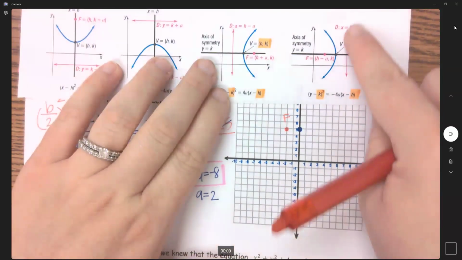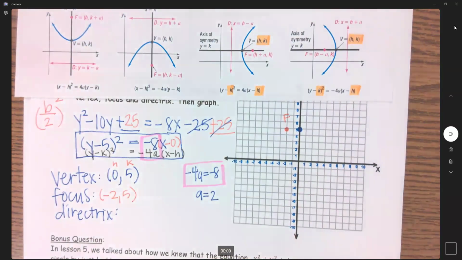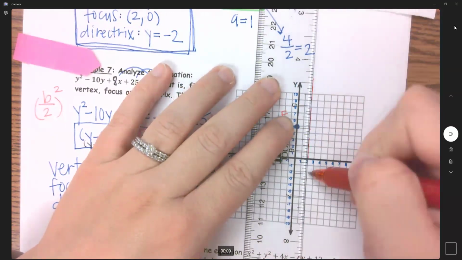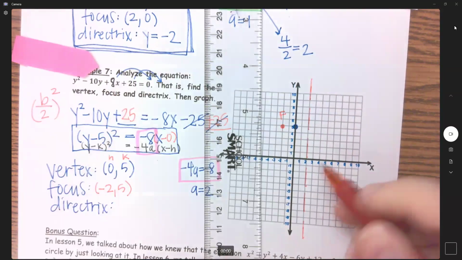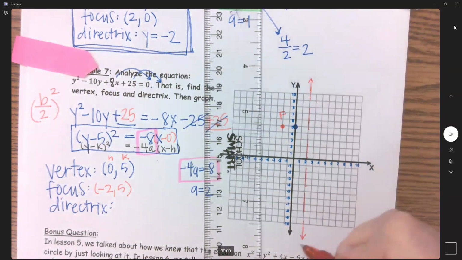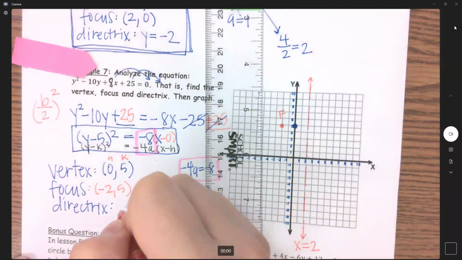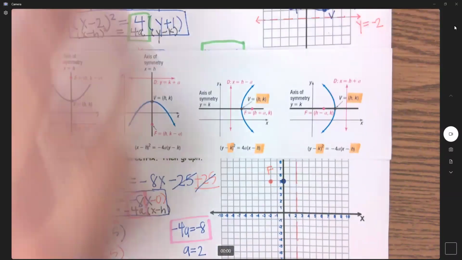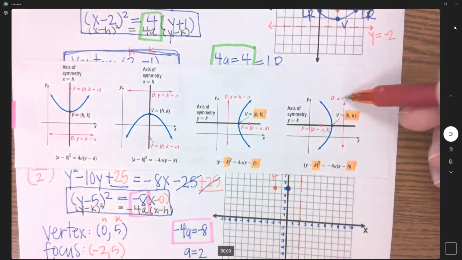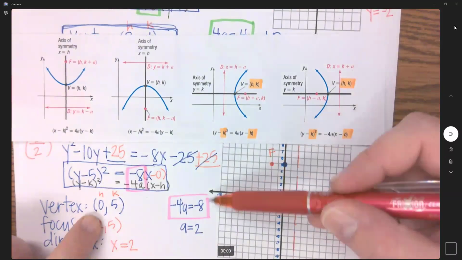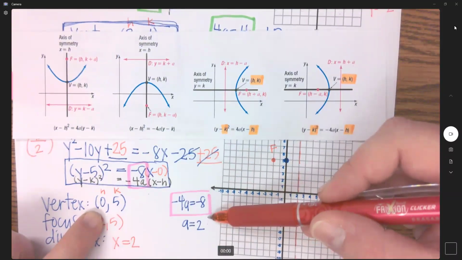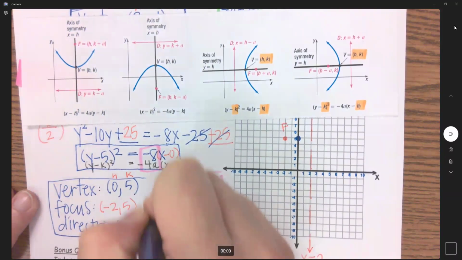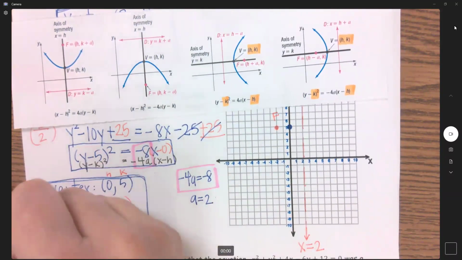Then my directrix is going to be behind it. If I go 2 units in the opposite direction, we are right here at x equals 2. So x equals 2. Which is again what you get if you use this formula. We get x equals h, which is 0, plus a. So 0 plus 2 gives me 2. So here are my answers to the questions it gives.